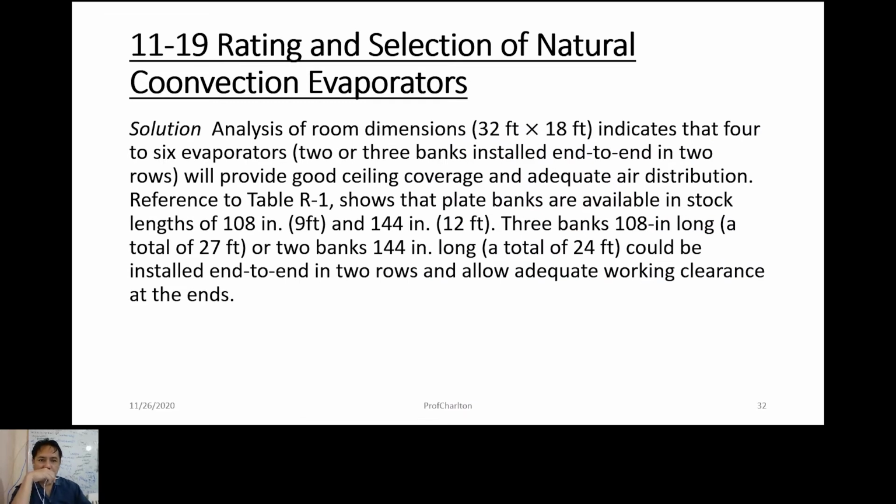So analysis of room dimensions 32 by 18 indicates that 4 to 6 evaporators, 2 or 3 banks installed end to end in 2 rows. No, so there are practice, no, in the practice of design, arbitrarily the people know, if you are working with the evaporators, you would know, no. So in this dimension of the room 32 by 18, we would have 4 to 6 evaporators, no? 2 or 3 banks installed end to end, no?